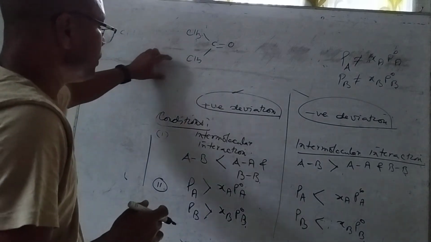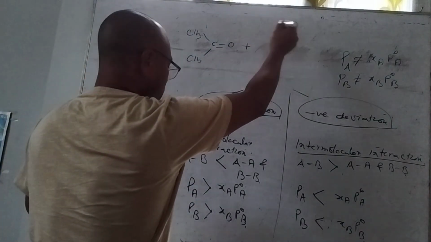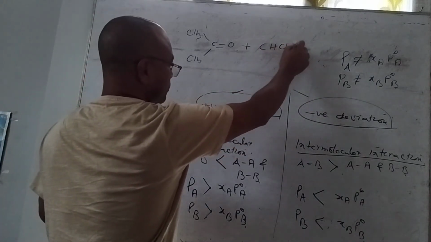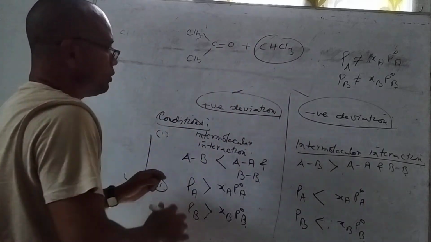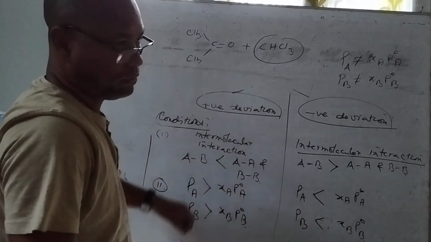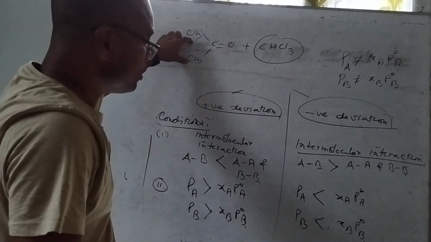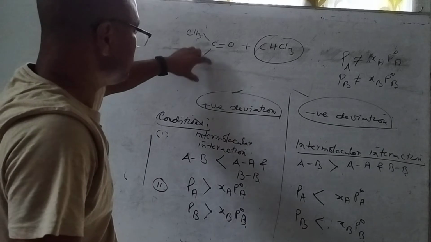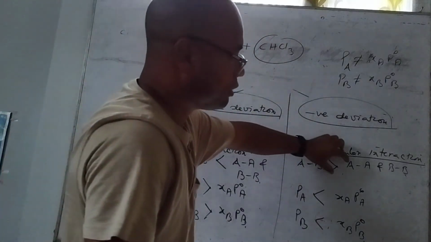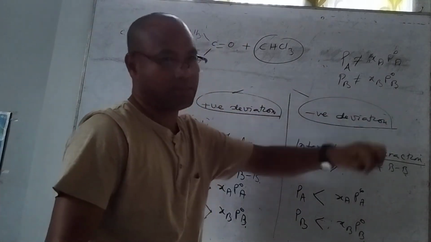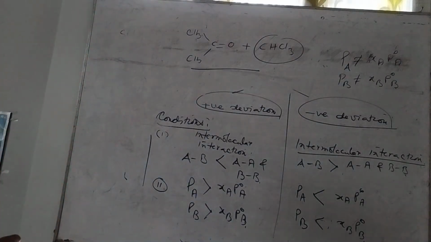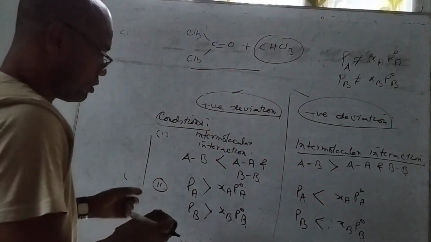Now when we add one of the liquids, say chloroform, the oxygen and one of the hydrogens present here can form hydrogen bonding. That means the intermolecular interaction between these two is much higher than the intermolecular force within the components themselves. That type of mixture we call a non-ideal solution showing negative deviation.